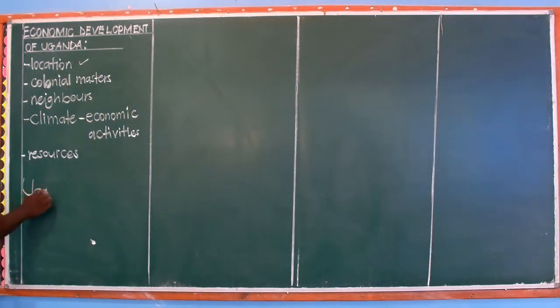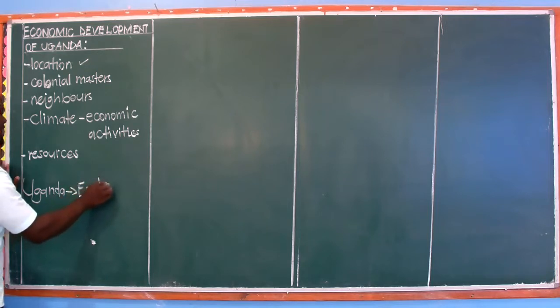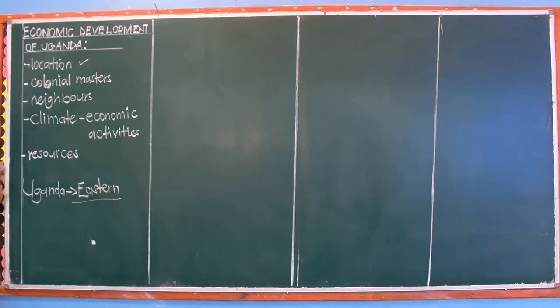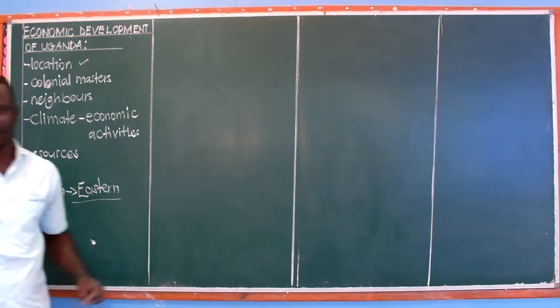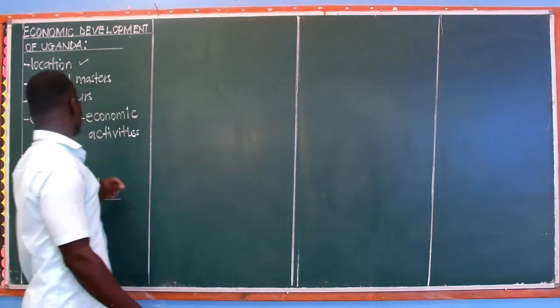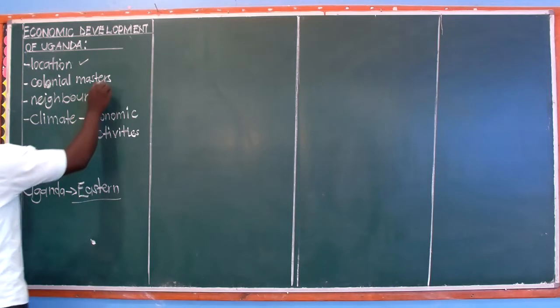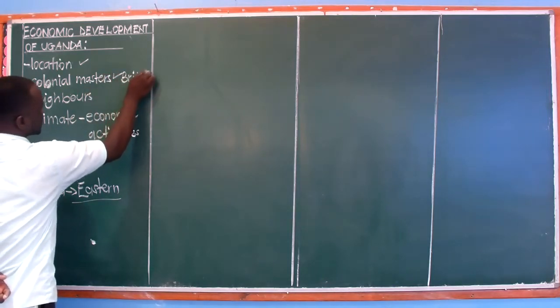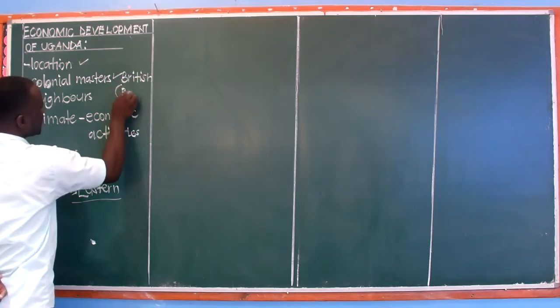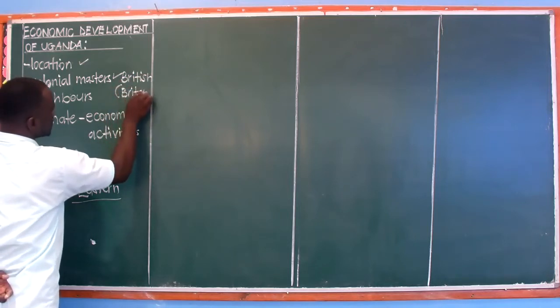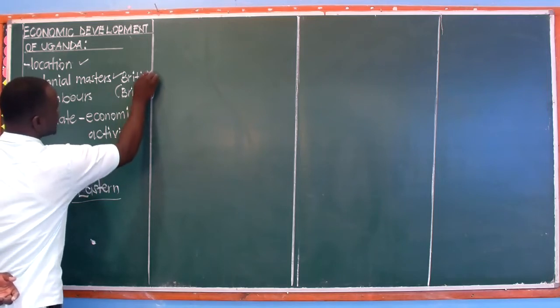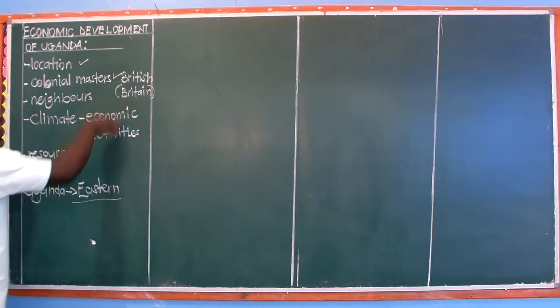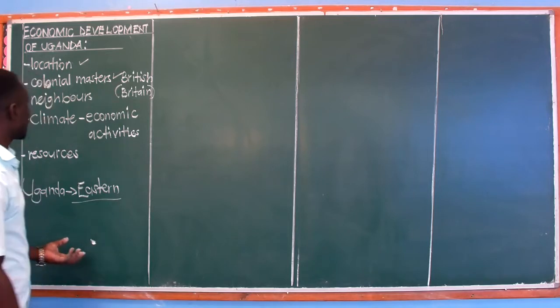So to begin our discussion, of course, we need to note the location. Uganda is located in the eastern region of the continent. Uganda is found in the eastern part of the continent that we call Africa. Next is, who are the colonial masters? We say Uganda was ruled by the British, of which the British came from the country called Britain. So we are having the difference here. British people, Britain, a country which ruled Uganda.